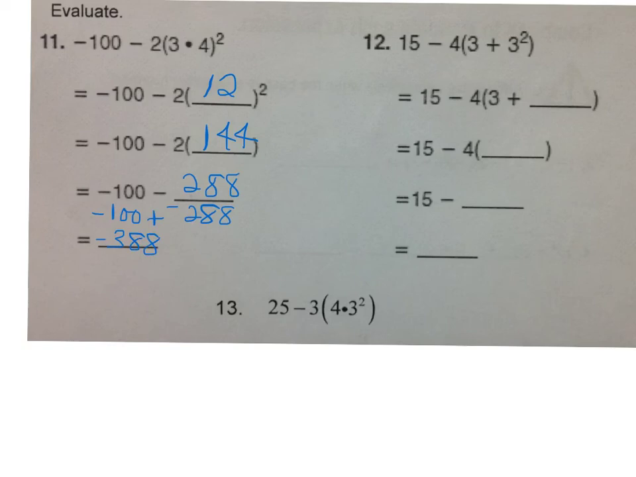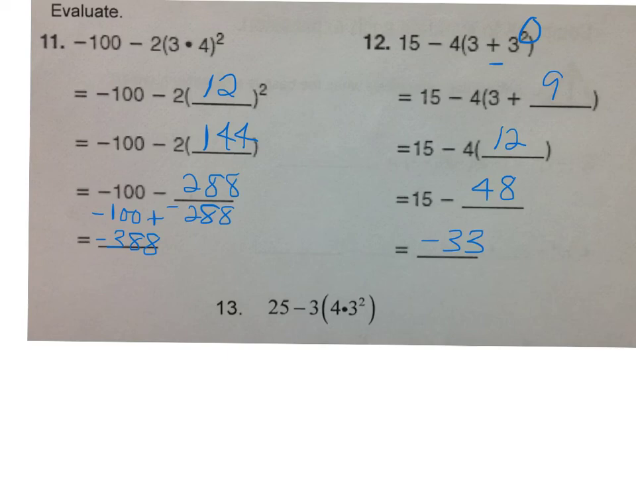Okay, let's do 12 together. Again, order of operations. Let's go inside those parentheses. Now in the parentheses we have addition and we have an exponent. Which one goes first? The exponent does. So we've got 3 squared, which is 9. And we're going to add and we get 12. Now we're going to multiply. 4 times 12 is 48. And then lastly we're going to subtract. 15 minus 48 leaves us with a negative 33.